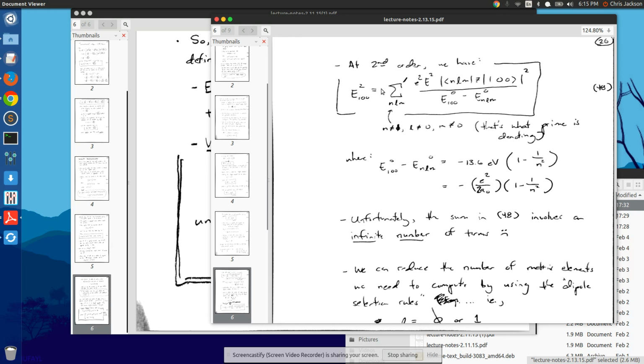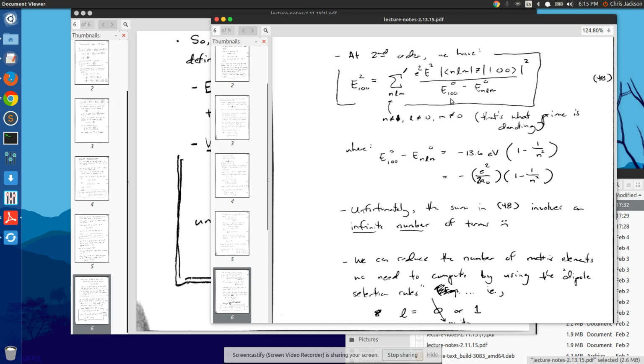So I plug this back into the general expression that we had before. Everything gets squared in the numerator, remember, and we're going to sum over these states NLM. Remember, the prime here on this sum is telling me that N, L, and M can't be the same as the ground state, so it can't be the ground state.